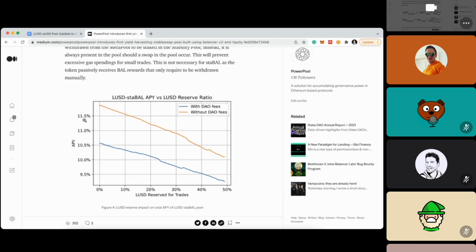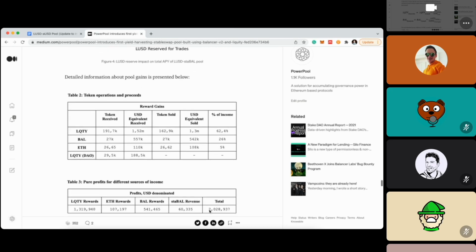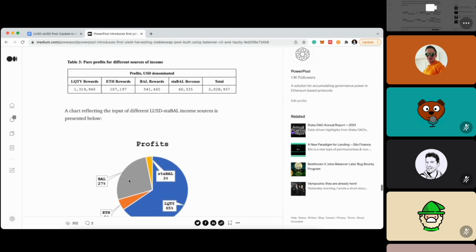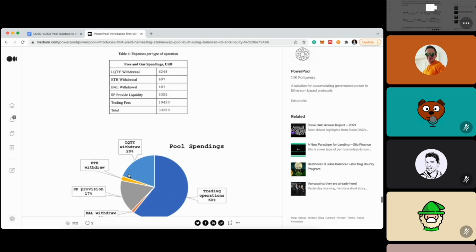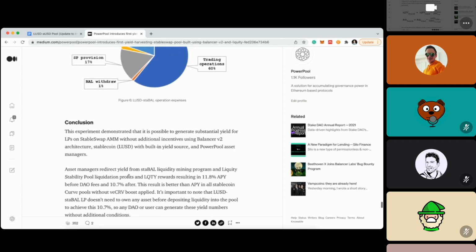So as a person who cannot do that, you need to go to some aggregator that has a lot of veCRV. This yield comes from liquidations, from liquidity rewards, from BAL rewards, which are not associated with this pool, and there are no additional requirements for getting this yield. So this is also important. And you will also find that the USD equivalent that PowerPool DAO received over almost 3 months is also impressive. So yeah, everything is in this article.